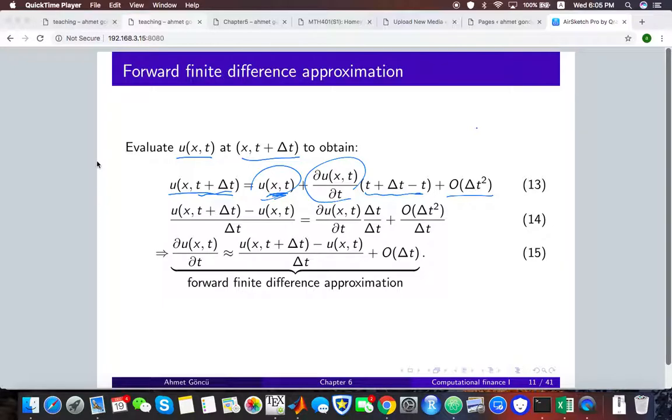Basically, you can take the u(x,t) term to the left side and divide both sides by delta t. What you get is an approximation for the time derivative. This partial derivative with respect to time can be approximated by the forward time step minus the current x,t value, divided by delta t. So this is a forward finite difference approximation for this partial derivative term.